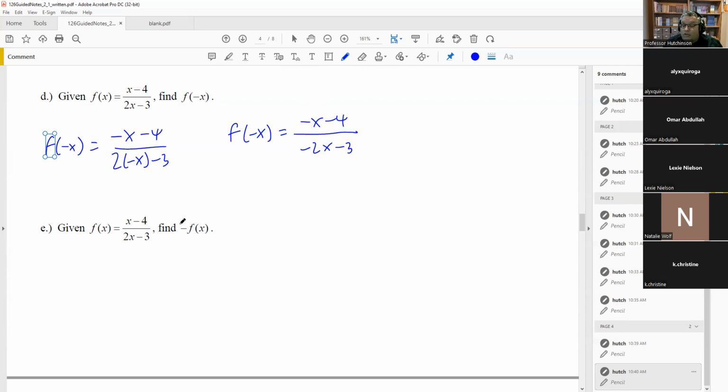We have that. Then we have one more here. We want to find negative f of x. Okay, so for this, when we do that kind of problem, what this means, I have negative f of x. This is just equal to negative 1 times f of x. And so we're going to do negative 1 times this right here, just like that.